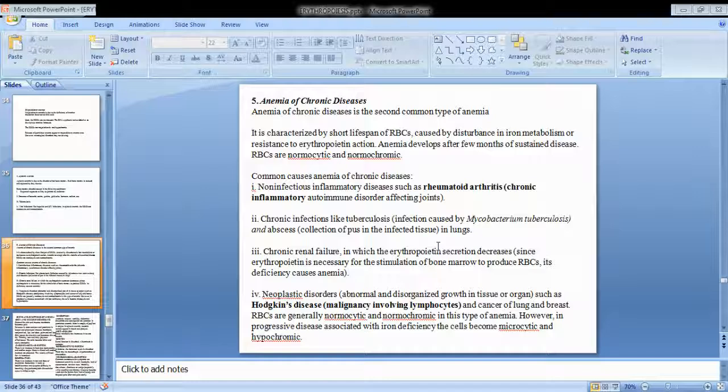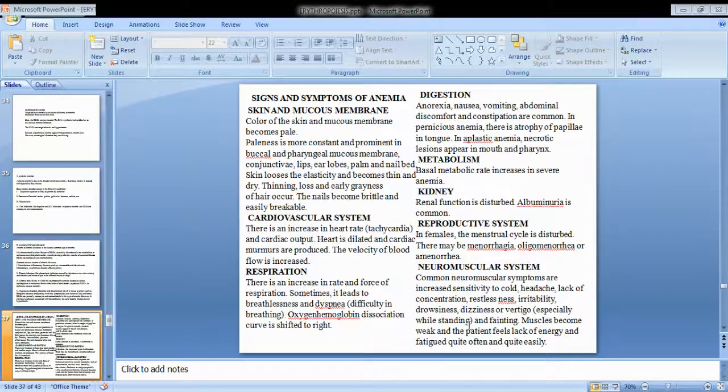Fifth type of anemia is anemia of chronic disease. So any chronic diseases, okay, rheumatoid arthritis or some other chronic infections, that is mycobacterium tuberculosis, chronic renal failure. In renal failure, erythropoietin will get affected. Neoplasm, that is cancer, Hodgkin's disease, some malignancy. In these cases, chronic diseases will also lead to the formation of anemia. It can be microcytic, normocytic, or normochromic or hypochromic anemia.